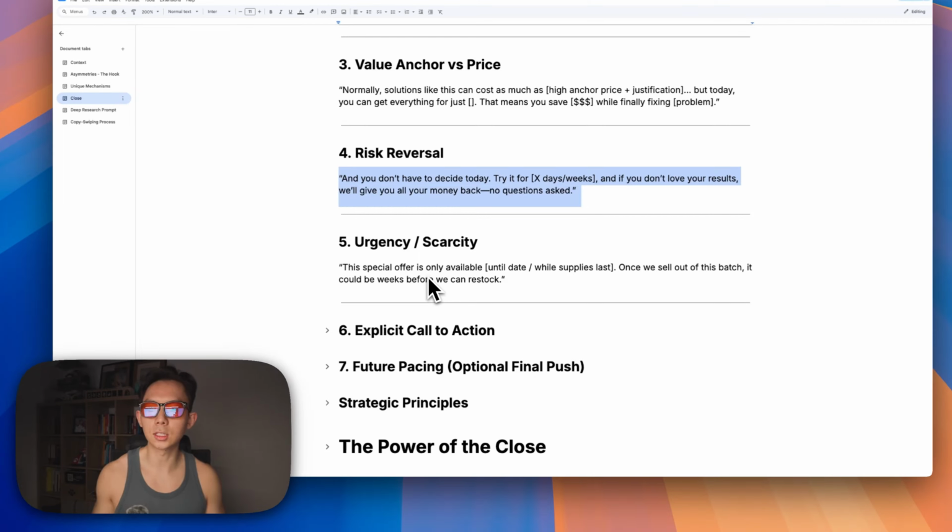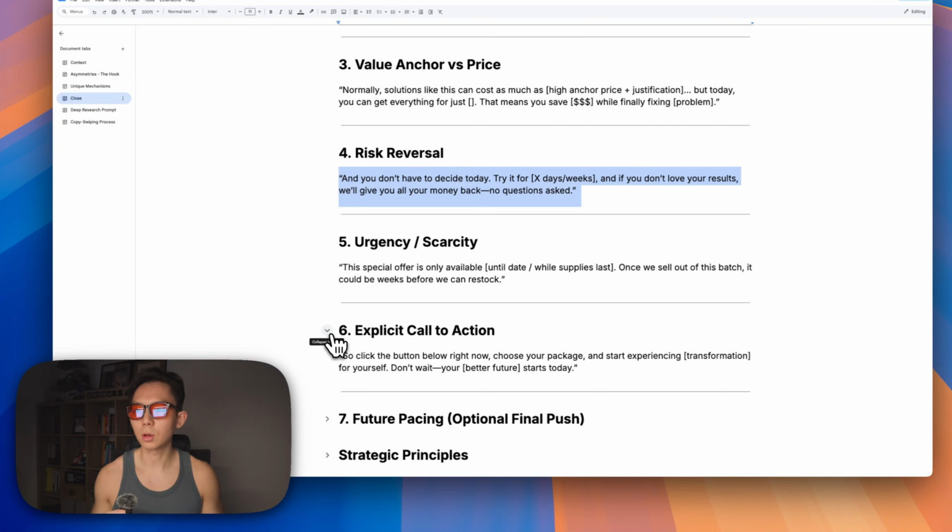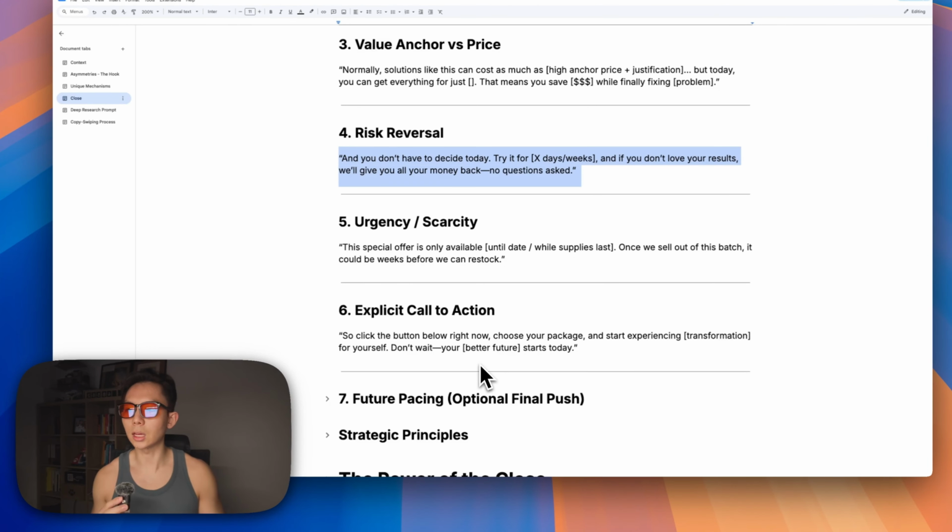The next thing is the urgency and scarcity. So this special offer is only available today while supplies last. Once we sell out of this batch, it could be weeks before we restock. And this is a very real situation because sometimes you can actually run out of stock and you have to stop selling. The next thing is the explicit call to action.